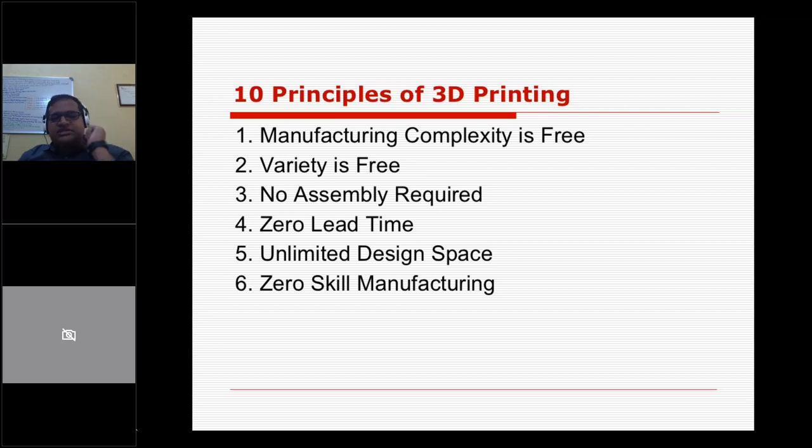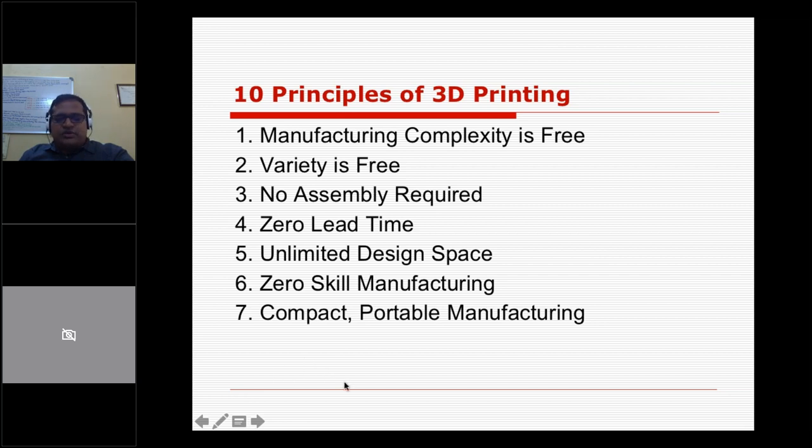And the biggest advantage is zero skill manufacturing. If you want to make a die, then you must be very good at die designing and tool design, or if it is a CNC machine, then you need to be good at writing G code and M code. But here, it doesn't require such skill. You require only the design. So zero skill manufacturing here.